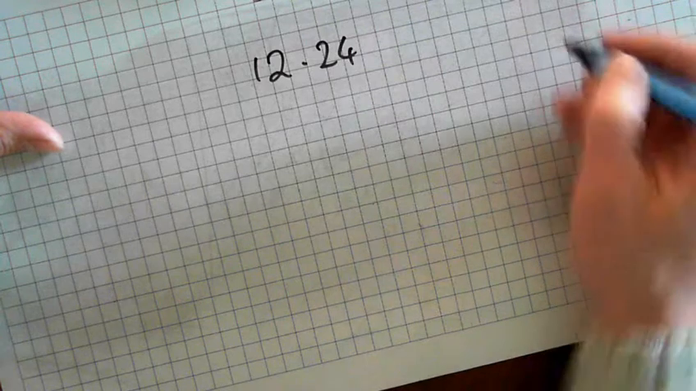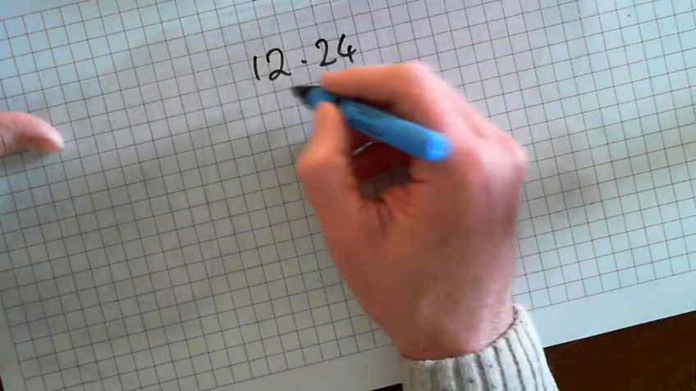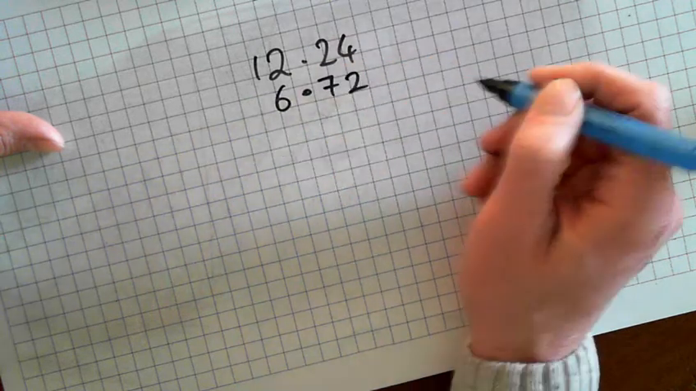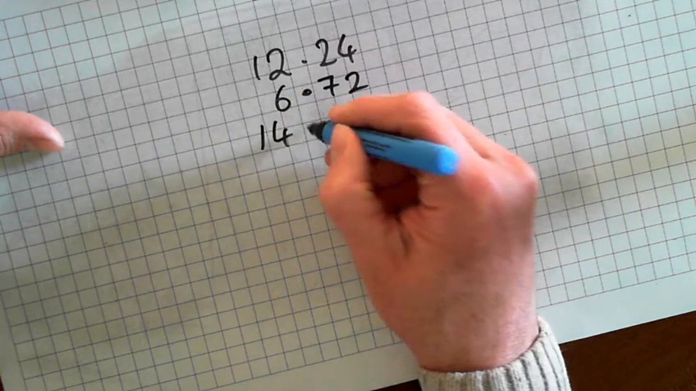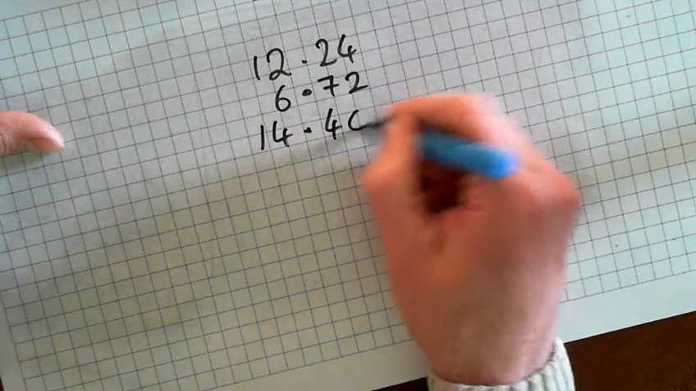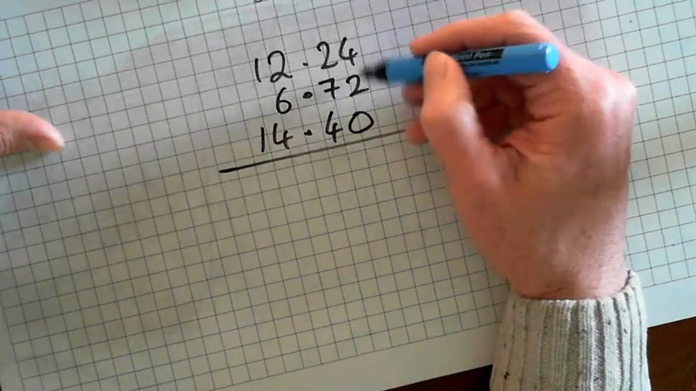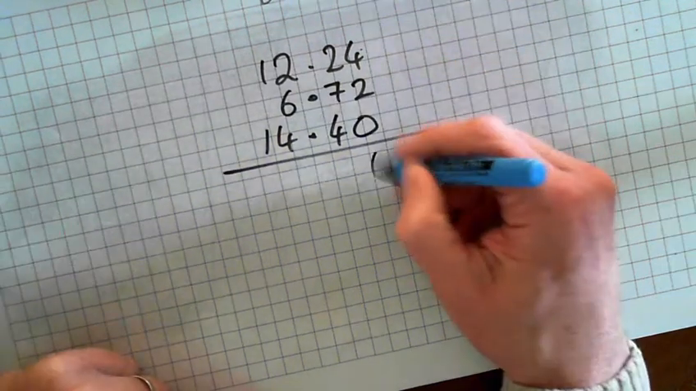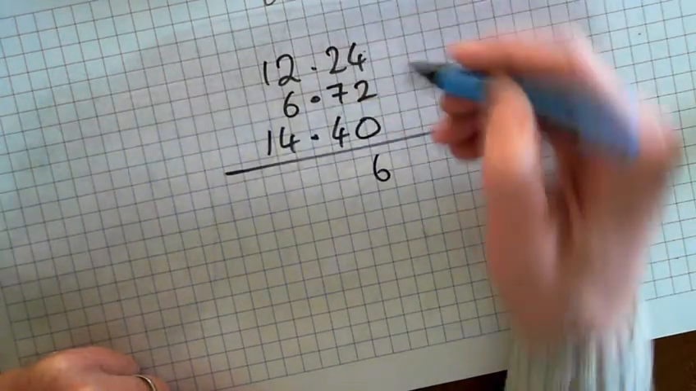12.24. And if I had to add 6.72, and make sure the decimal points are underneath each other, and 14.4, and that's all they give me. What else can I add here? A 0. Right. Start adding them up. 4, 2, use your fingers if you want to. 6, right down to 6. 13. What do I do?